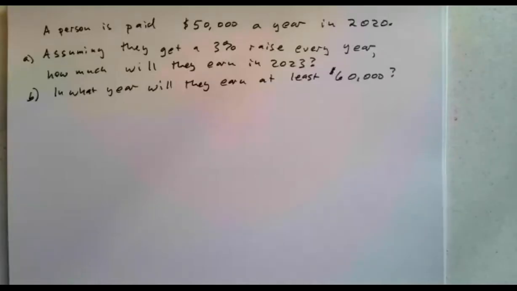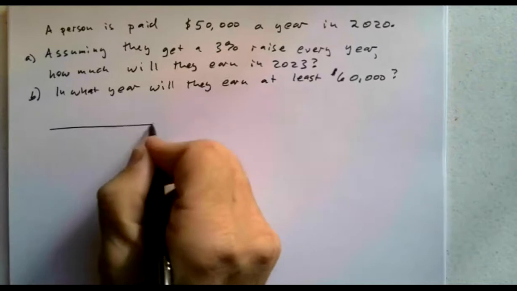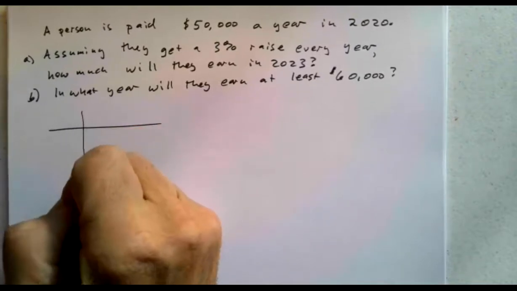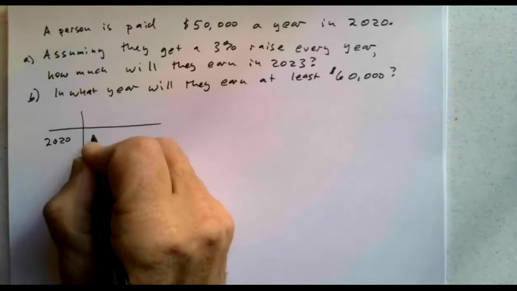So this question says a person is paid $50,000 a year in 2020. Assuming they get a 3% raise every year, how much will they earn in 2023, and in what year will they earn at least $60,000? So let's do some analysis here. If the year is 2020, they earn $50,000.